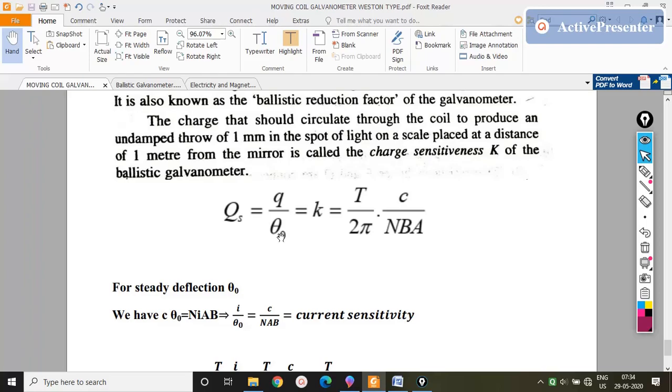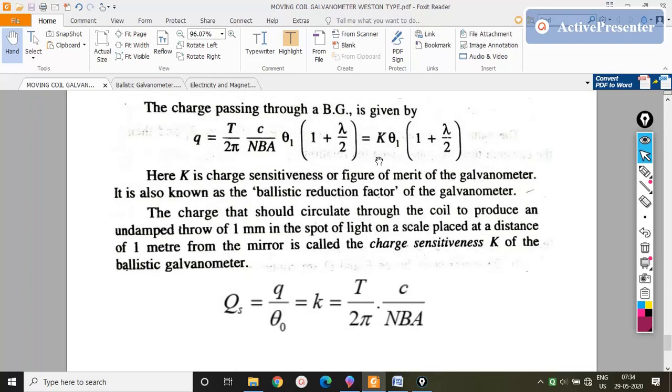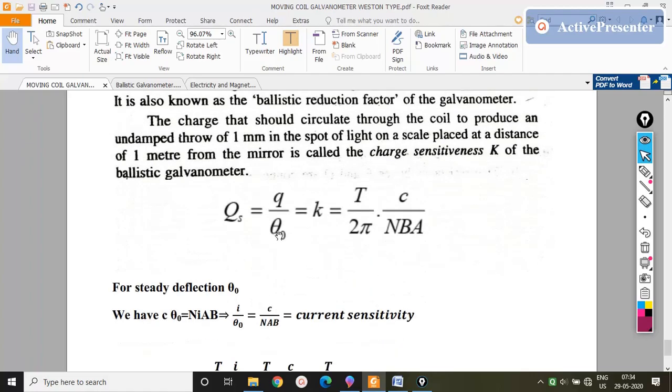Here I would like to tell you that this theta naught is actually equal to theta 1 into (1 plus lambda by 2), where lambda is the damping correction term. So theta naught is the throw in absence of damping, but this throw becomes theta 1 when damping arrives. But we'll discuss this in the next lecture on the differential equation of the ballistic galvanometer. For the time being, your charge sensitivity is simply that constant, K T by 2 pi C by NAB.